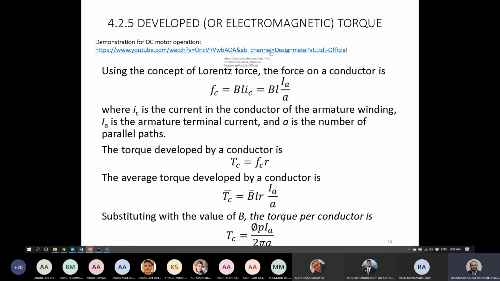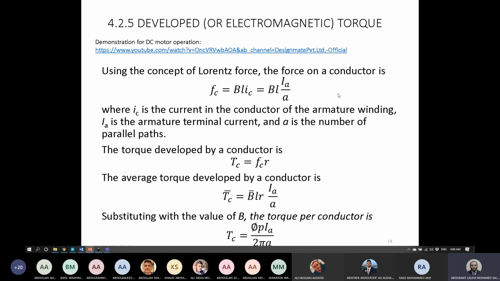Also, we made a demonstration for DC motor operation, and we understood from the demonstration in last class the operation of the DC machine and the function of the commutator. So let me ask you, what is exactly the function of the commutator in a DC machine?